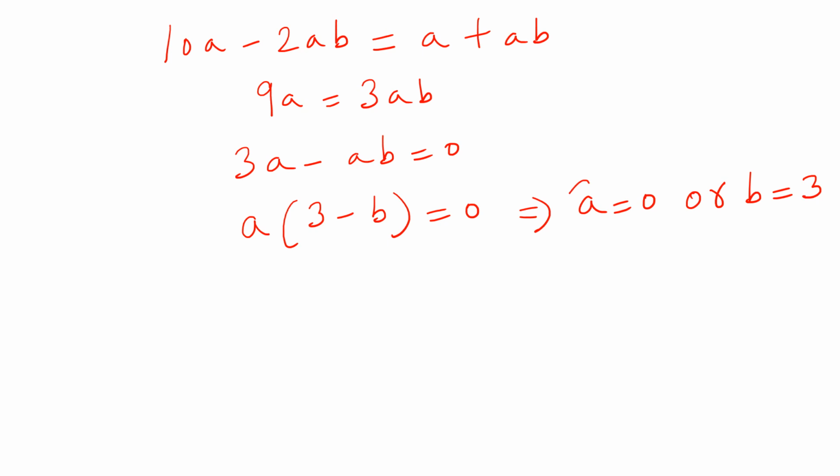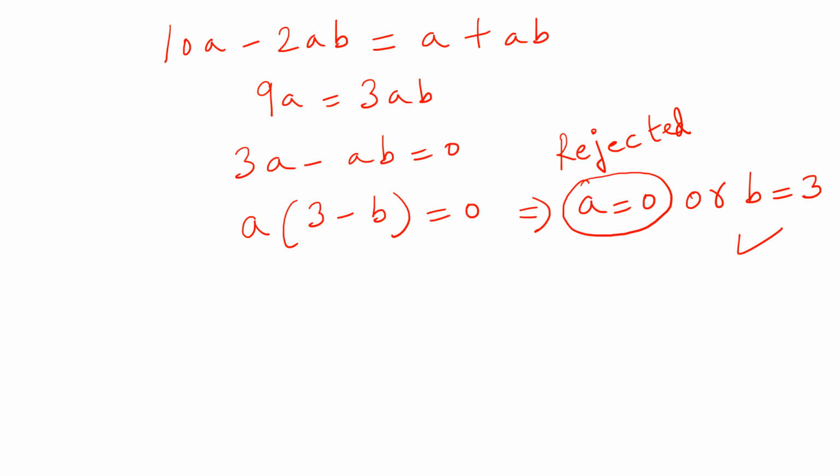Now students, a equal to 0 is not possible, because when you put a equal to 0 in the above equality, then b² becomes equal to -5. And since b is a real number, so b² cannot be negative. Hence, a equal to 0 is rejected. Right? And b equal to 3 is accepted.